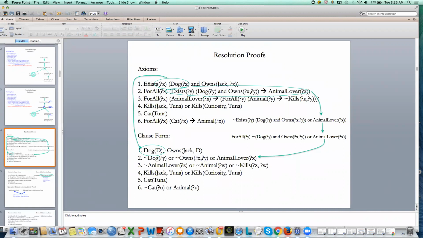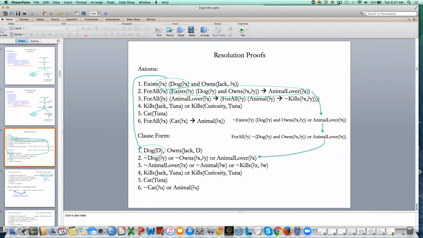Here, I've taken the existentially quantified variable x, and I've just replaced it with a constant that I've given an arbitrary name to. There is some dog. Give that dog a name. There may be more than one dog, but we don't particularly care. Whatever these dogs exist, we are giving them a name. In this case, it is a constant.